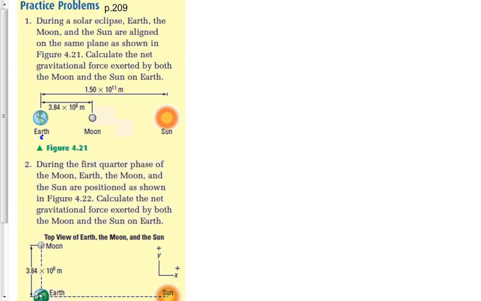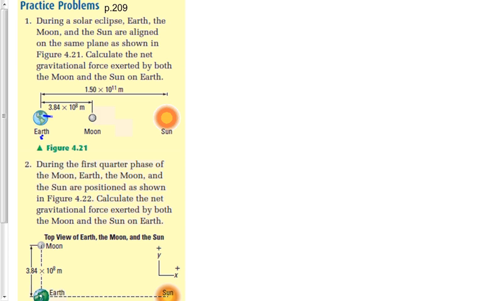Josh? We got to add the two together. But listen, we got more than one force. You said we got to add the two forces together. Whenever we have two or more forces, we've got to first draw a free body diagram to show the direction. So let's draw a free body diagram showing the force of the Moon on the Earth and the force of the Sun on the Earth.